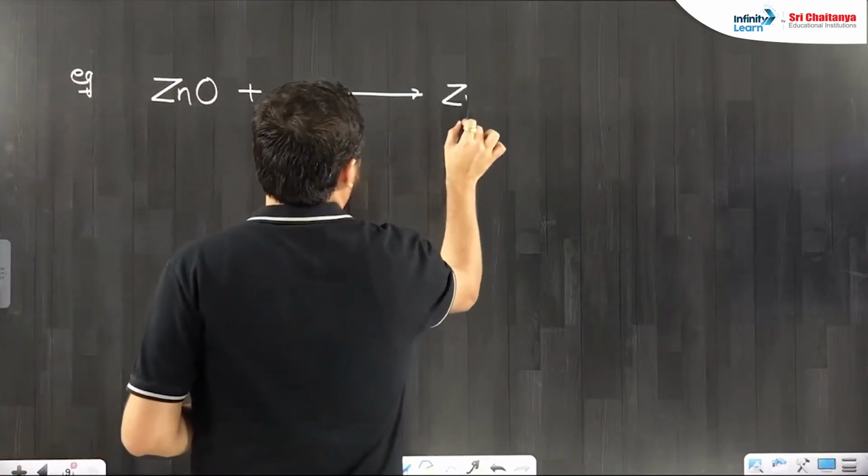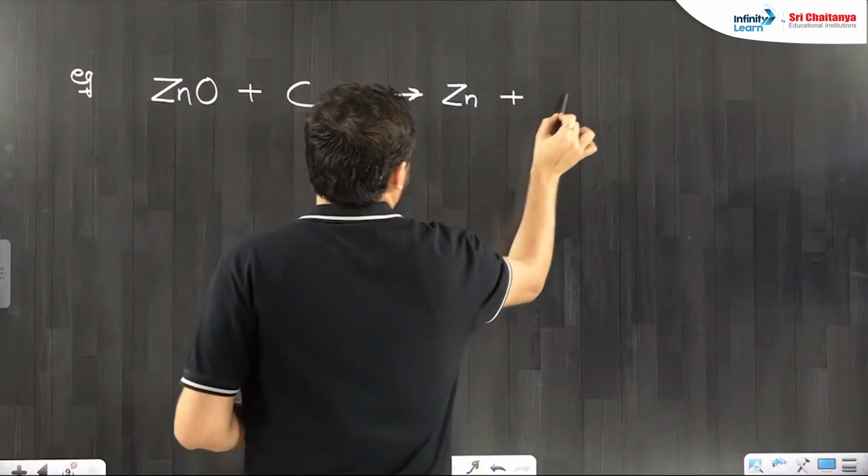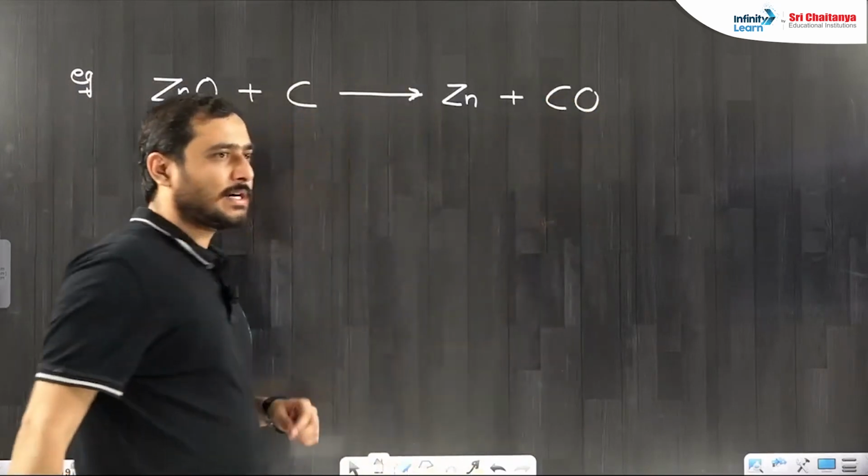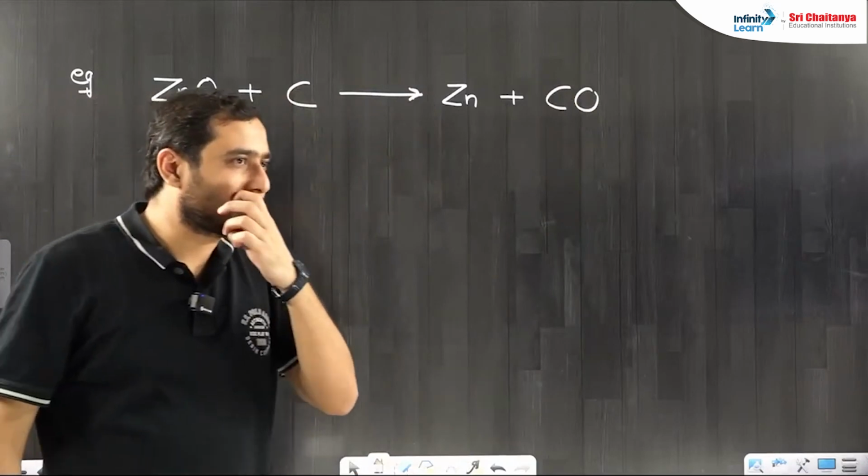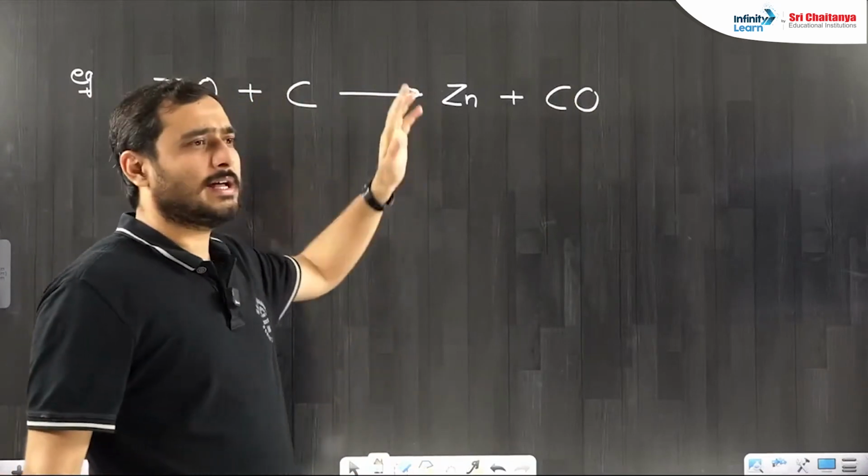And if it is redox, which species is getting oxidized and which species is getting reduced? Very simple example from class 10th NCERT.